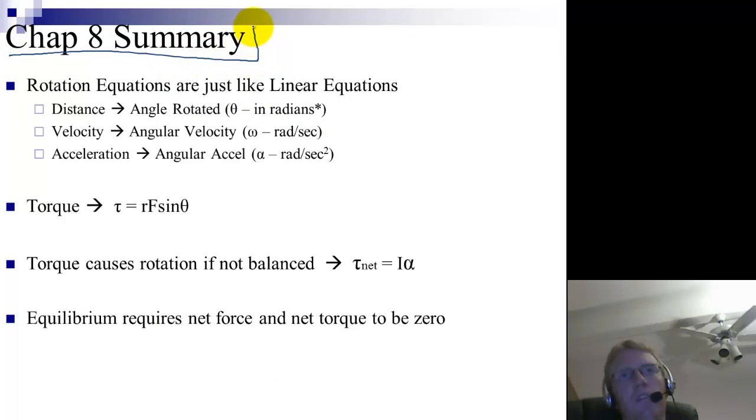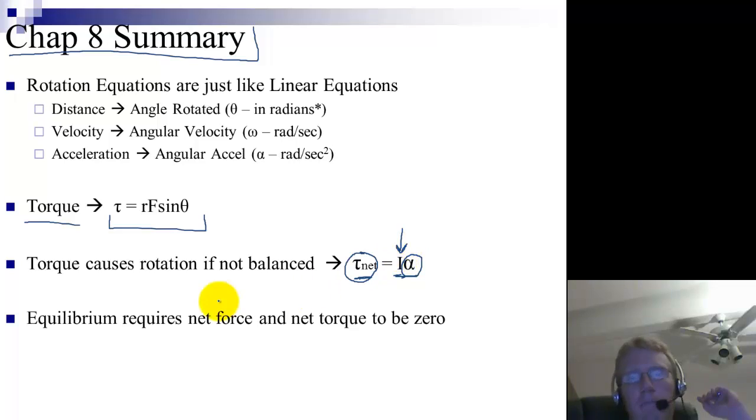Chapter 8 summary. At long last we have survived. So, for the rotation stuff, again, use the same equations as Chapter 3, but swap out distance, velocity, and acceleration for the angular counterparts. For torque, if it's just torque on a single object, use the formula R F sine theta. R is the distance from the pivot to where the force is applied. F is the force, and theta is the angle in between the radius vector that you drew in and the force vector. If there's multiple torques on an object, you can add them up to get the net torque as vectors, and that will cause an angular acceleration according to the moment of inertia, which tells you how much the object resists rotation.